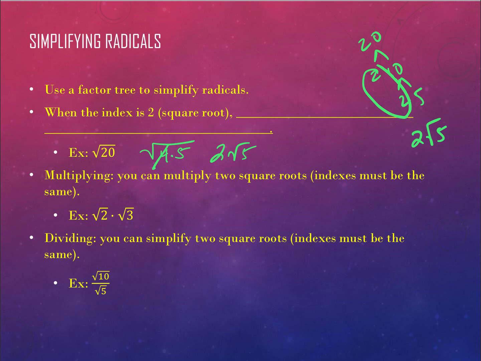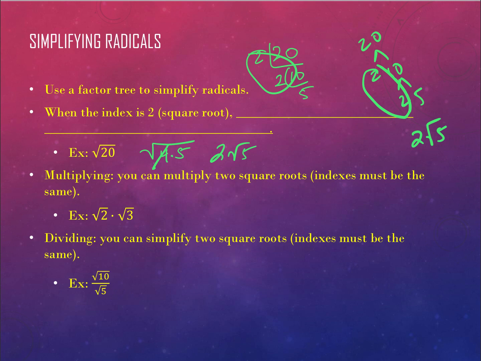I sometimes, with bigger numbers, do an upside down division. I take 20 and then I go with my prime number. So 2 goes into 20 10 times. 2 goes into 10 5 times. There's my perfect square that I can pull out, something like that. However you guys do it, that's fine, as long as you simplify the radical so there's no perfect squares left underneath. Everybody understand what that means?